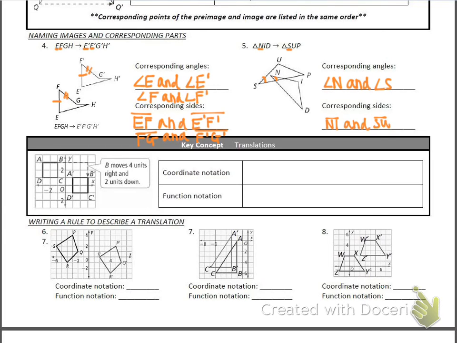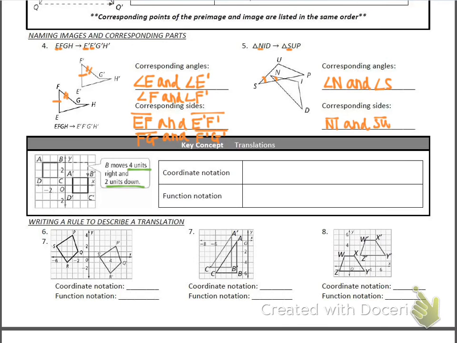Okay. So with our rigid motions, the first type that we're going to talk about today are translations. A translation is when we slide the pre-image either right, left, up, or down. So in the picture I gave you, we have square ABCD, and we moved it 4 units to the right and 2 units down. And so how they did this is they took point B, slid point B 4 units right, 2 units down, and plotted it. Then they took point A, 4 right, 2 down, and plotted it. And did the same for all of the other points, and that's how we got the new square A prime, B prime, C prime, D prime.